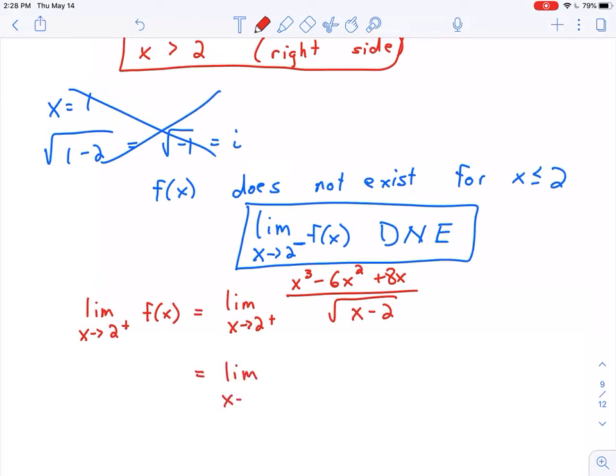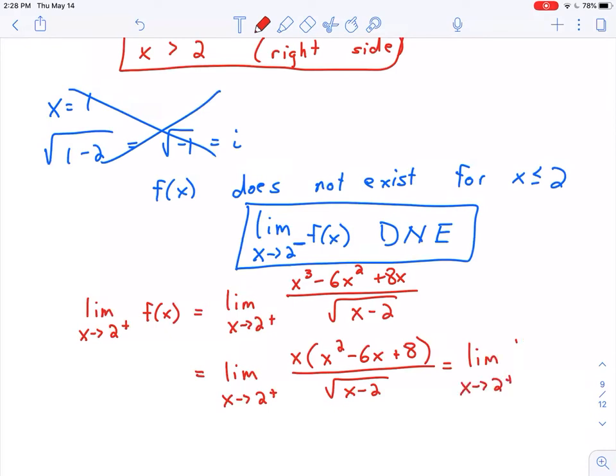Limit as x approaches 2 from the right. First of all, that numerator, I can factor out an x, so let's start there. x squared minus 6x plus 8 divided by square root of x minus 2. And then I need two numbers which multiply to be a positive 8, add to be a negative 6. That would be, let's see, limit as x approaches 2 from the right, x times x minus 2 and x minus 4, all over radical x minus 2.